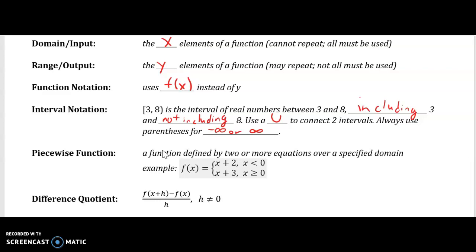The biggest thing from there is domain is x, range is y. Domain is left and right, range is up and down. We've got function notation and interval notation. That's just how we write things. I know it might be confusing to learn, but we are trying to write less.